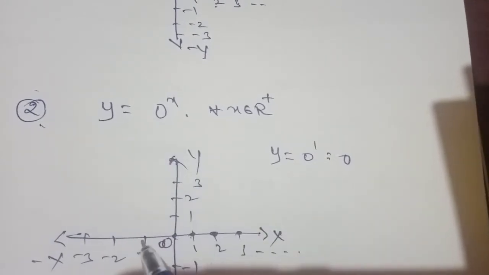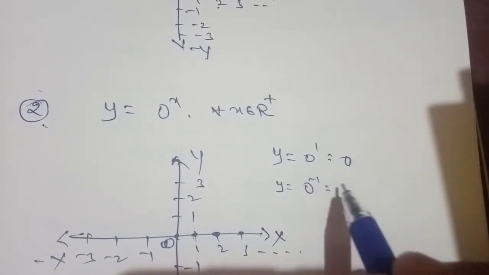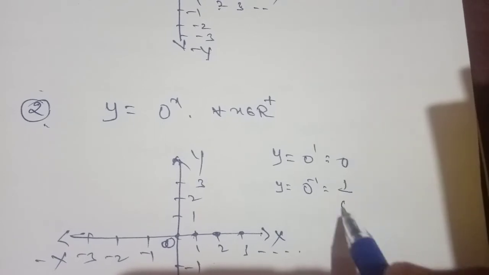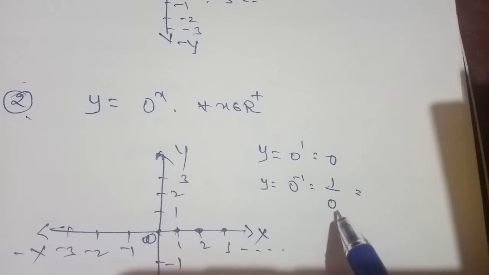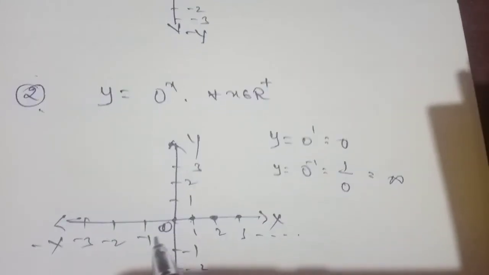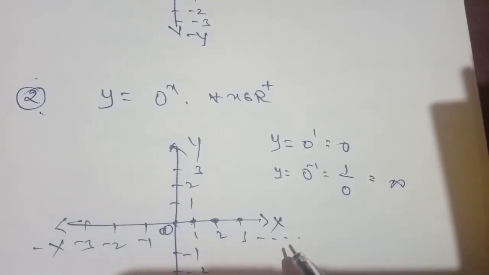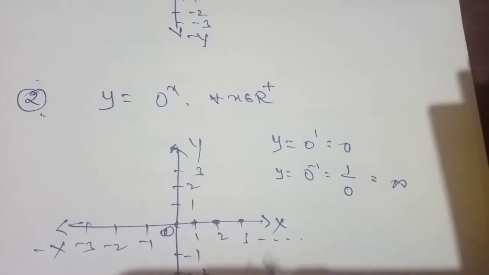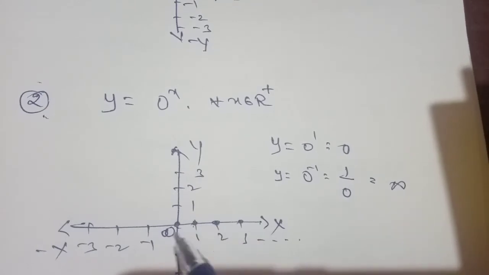If I give x is equal to minus 1, what happens? 0 power minus 1 is 1 by 0, and we know that any number divided by 0 is infinity. That's why we cannot take negative values here; only positive values are valid. By using positive values only, we can determine what happens. Here, for all positive values of x, I get the y value 0.